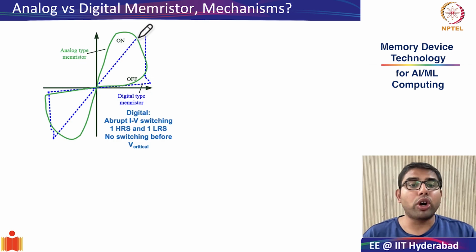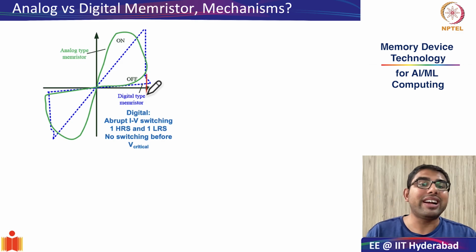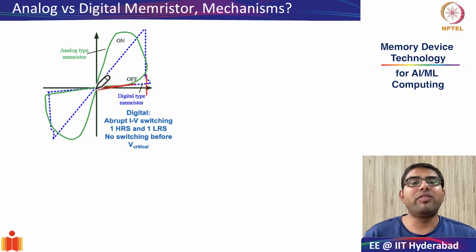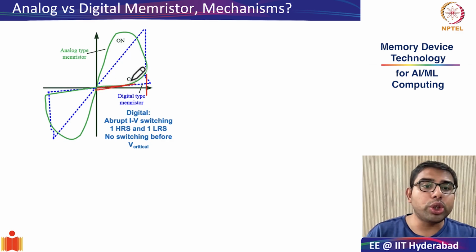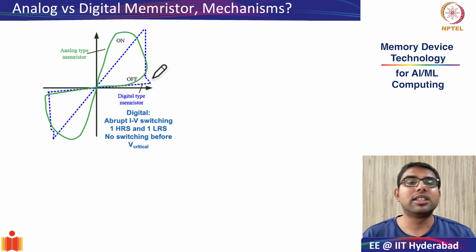It is also important to know, and we will contrast this with the analog type of memristor, that no switching really occurs before the set voltage or the critical voltage, V critical. If you take a digital type of memristor only up to this voltage and return it back, there will not be any transition, because you have not applied a voltage which is greater than the critical voltage or the set voltage.